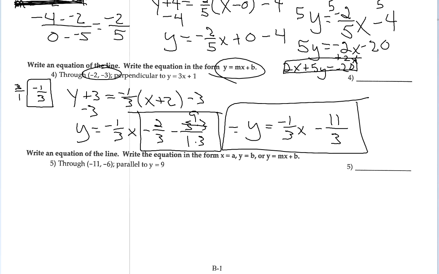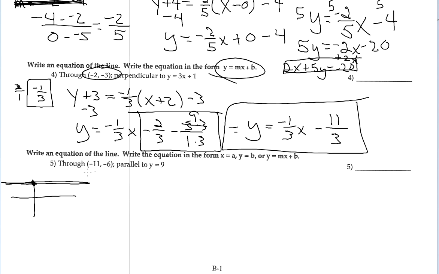Next, let's see, write an equation of the line, same thing, through these points, parallel to y equals 9. So if it's parallel to y equals 9, I can look at this two different ways. Here's a graph, and we know that the graph of y equals 9 is a horizontal line.